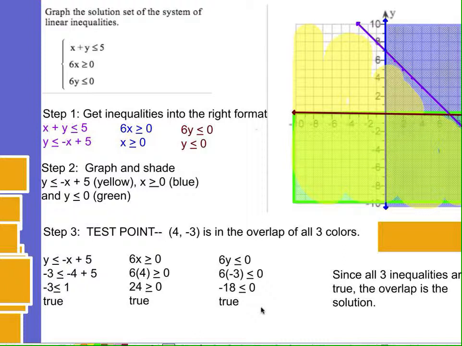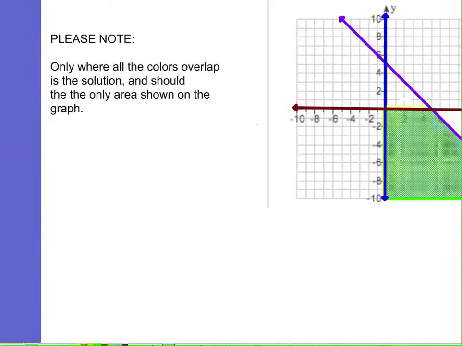And again, with the final answer, I only include the overlap area. So this little trapezoid right here, that's the only area I need to color in.